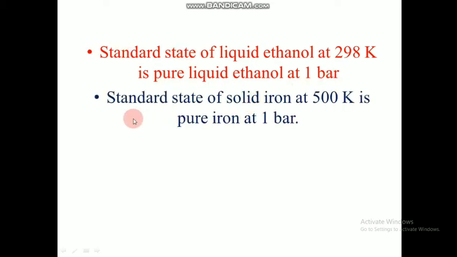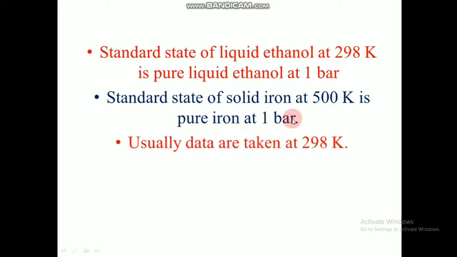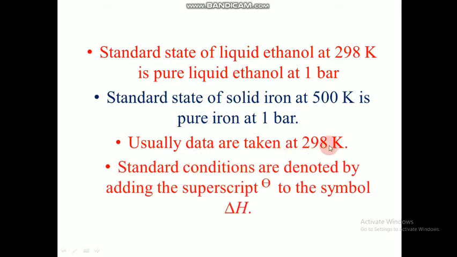Another example: the standard state of solid iron at 500 Kelvin is pure iron at 1 bar. So pure iron at 1 bar pressure is the standard condition. Here you can see the temperature changed, but we can tell it's a standard condition because it's pure iron at 1 bar pressure. So usually the data are taken at 298 Kelvin, but we can't say that's a sure thing. Here you can see it might change also.